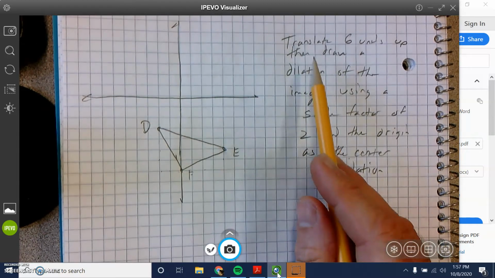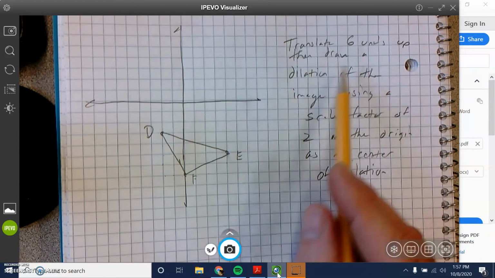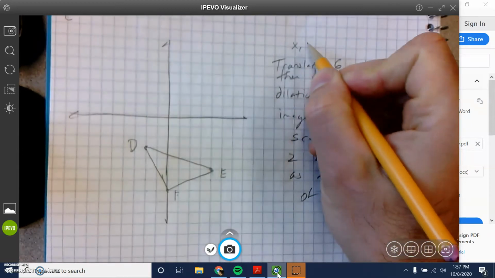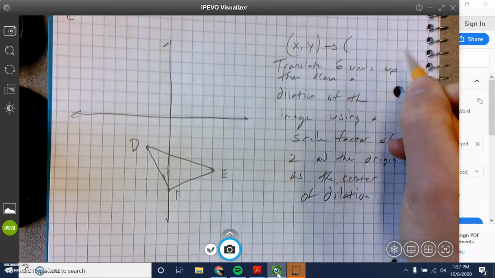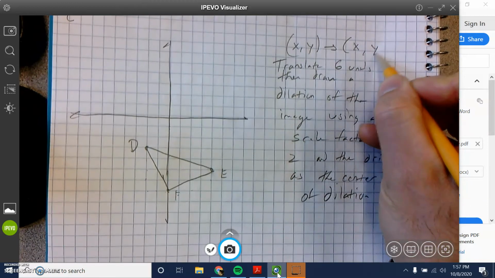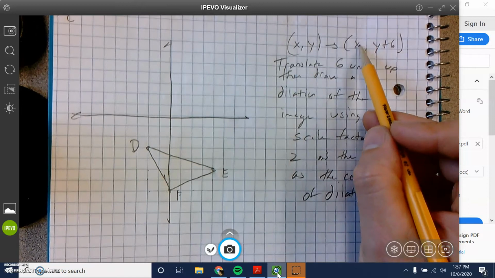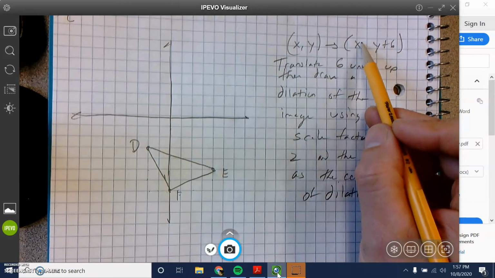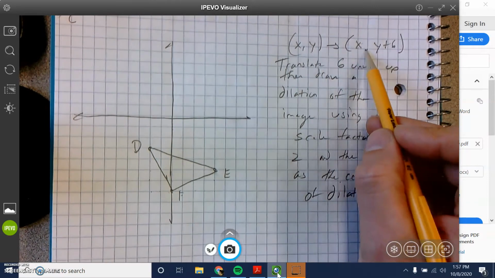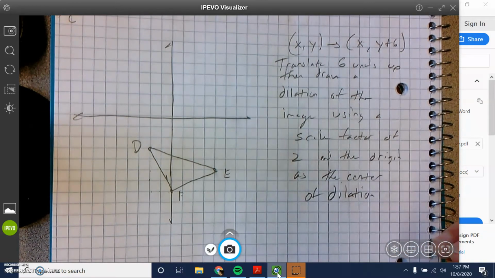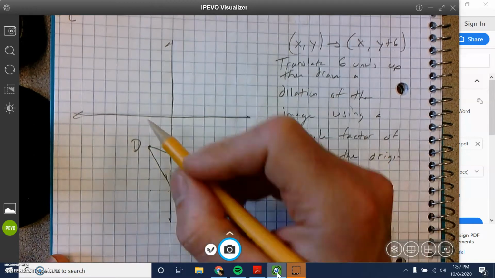So translate the triangle 6 units up. So that's what we're going to do first. So the notation would be, write this down with me, so the x doesn't change, but the y is going up 6. So this isn't x plus anything or x minus anything, it's just x because we're not moving left or right, we're just moving 6 units up. Then we're going to dilate. Okay, let's just do the 6 units up first.